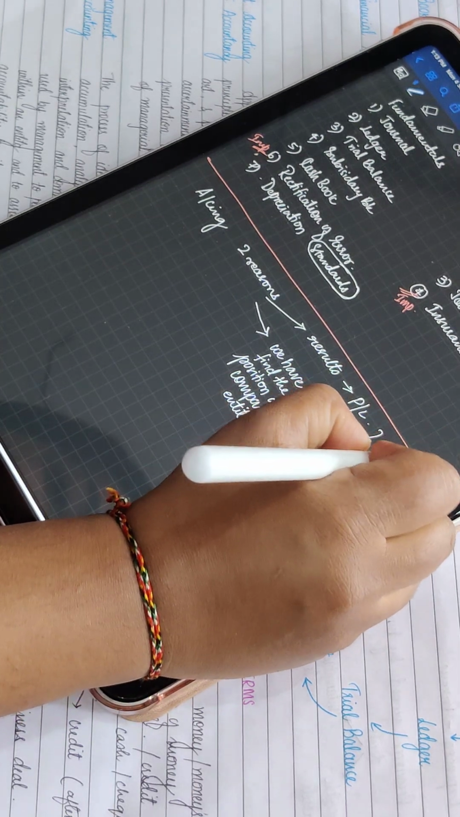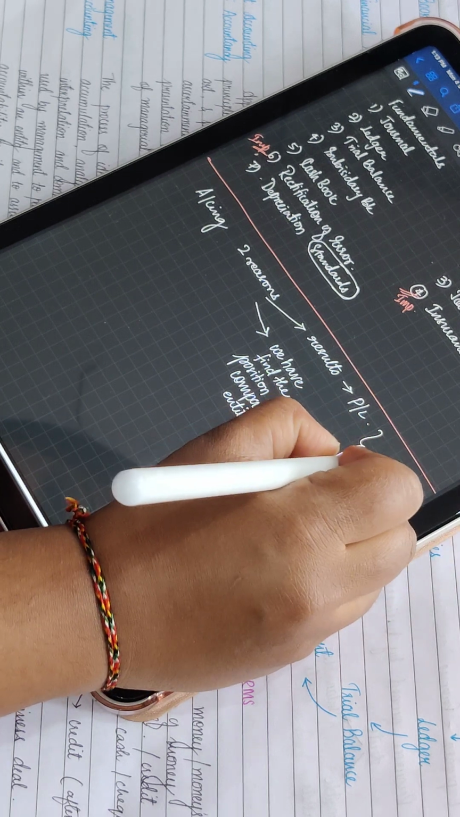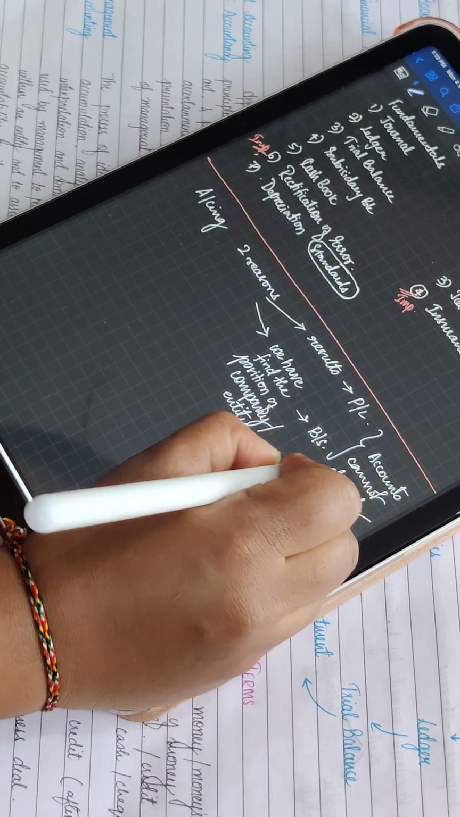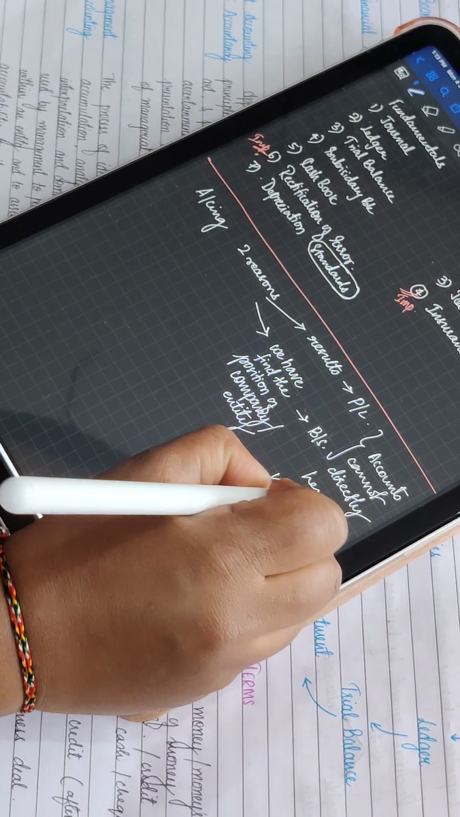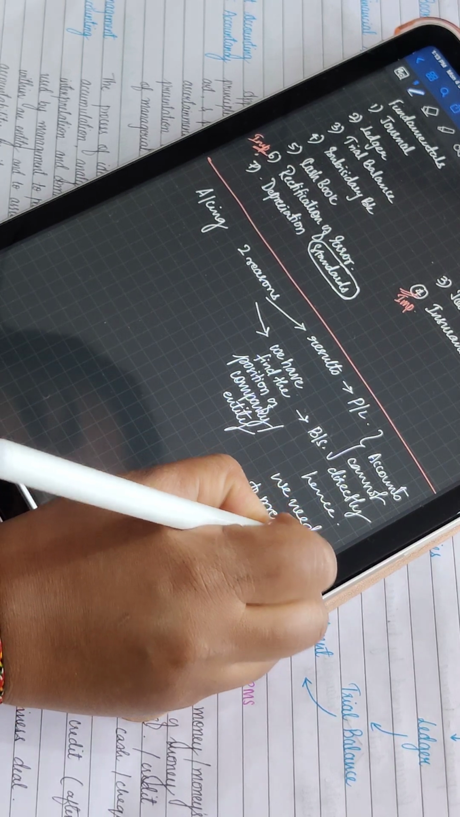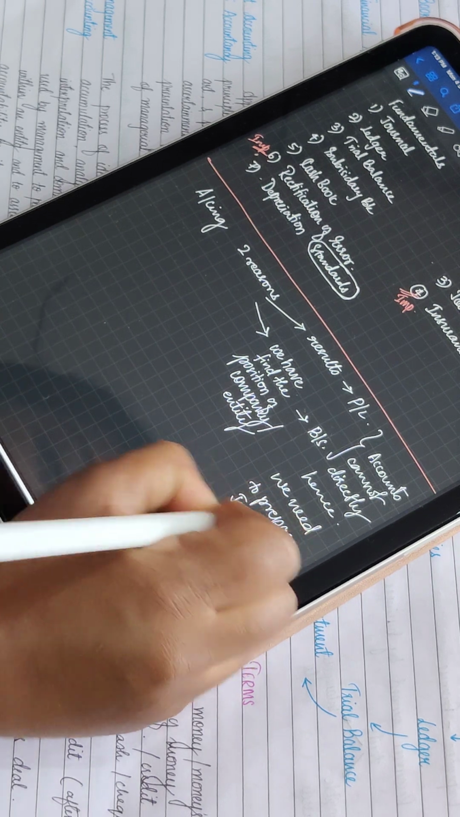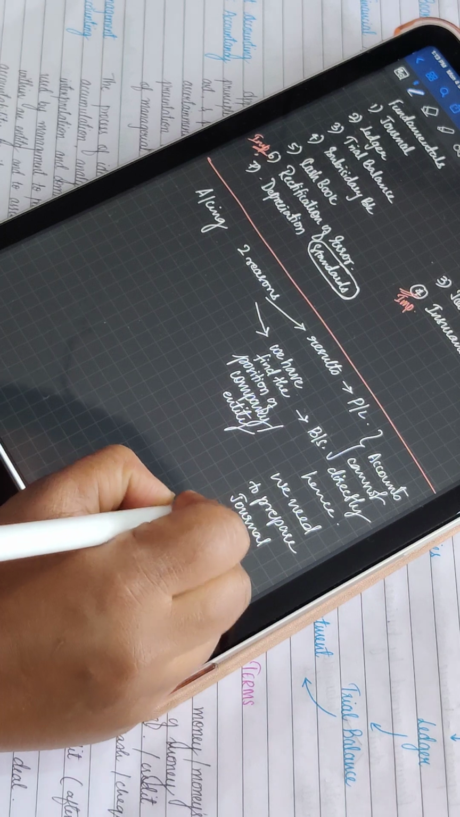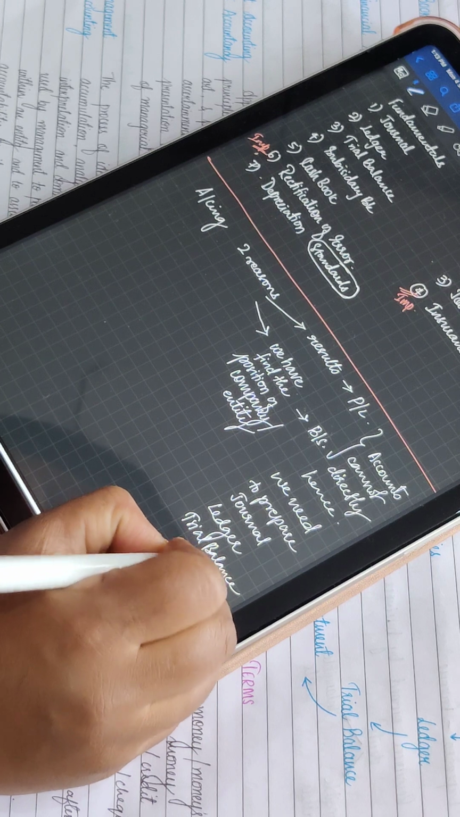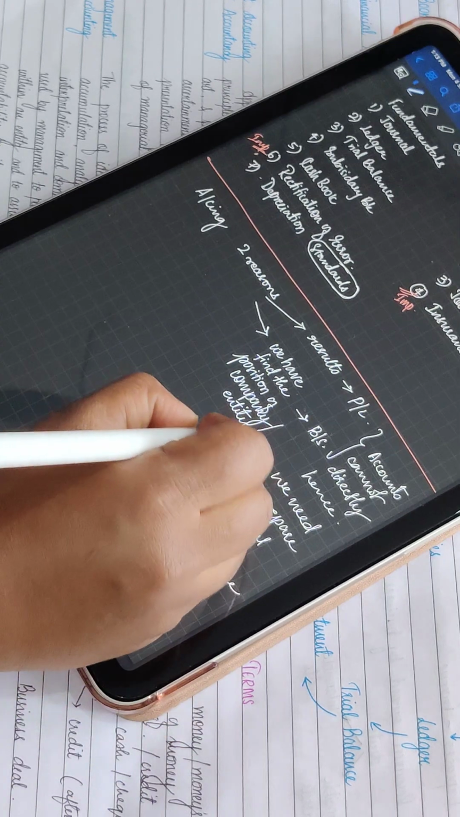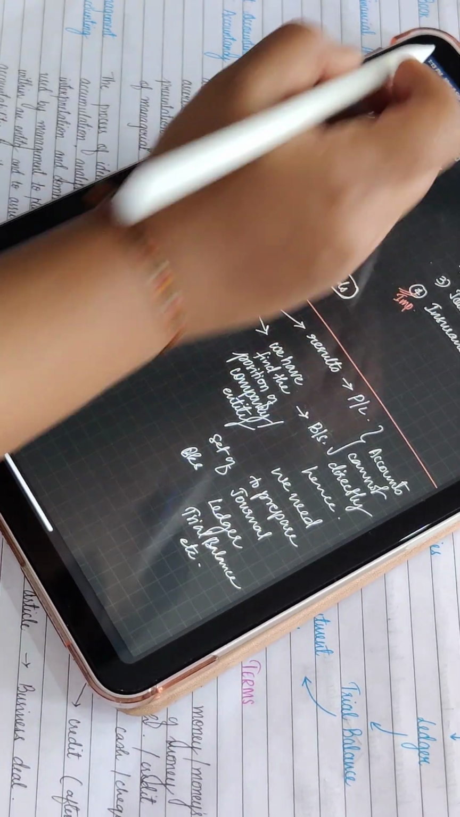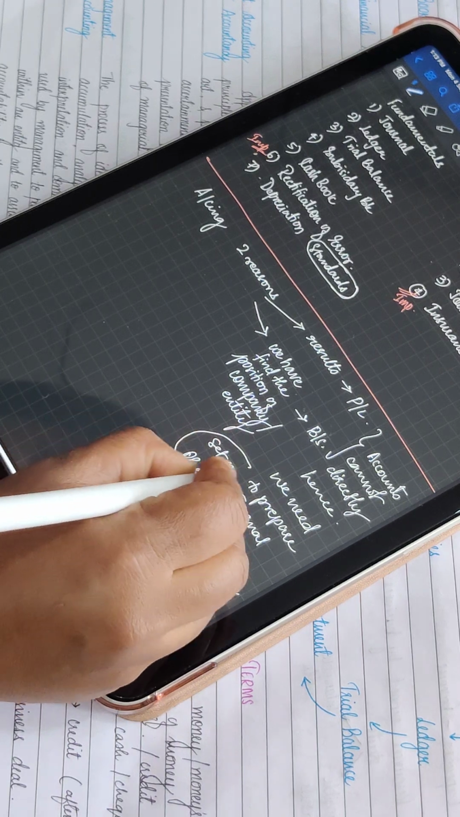These two accounts cannot be prepared directly. Hence we need to prepare journal, ledger, trial balance, etc. All the books of accounts, that is the set of books of accounts, we need to prepare.